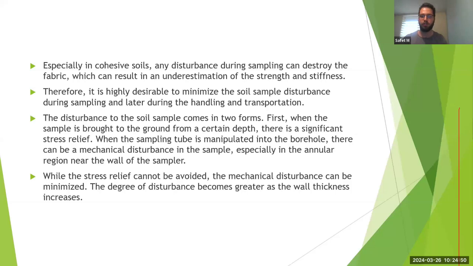Disturbance of the soil sample comes in two forms. First would be significant stress relief, because especially when you're getting samples from greater depths, such as 20 meters, 30 meters in soil, or hundreds of meters in rock, what you can see is that when you take a sample from the ground, it was in one state of stress. We had some vertical stress, we had some horizontal stress that was captured in the sample, and at the moment you pull it out on the surface, those forces are not really there. The vertical stress is not really there. The horizontal stress is not really there. So the sample would relax.